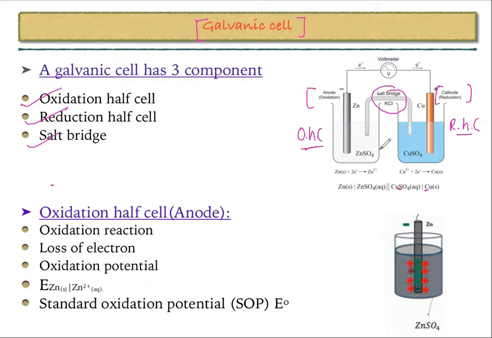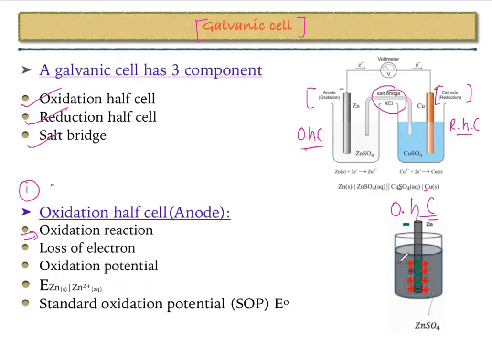Now we'll discuss in detail what this oxidation half cell is and what this reduction half cell is. First, we'll talk about the oxidation half cell, and that is considered the anode. Obviously, when we say oxidation half cell, that means an oxidation reaction must take place in this cell. So this is the half cell reaction, the oxidation half cell reaction.